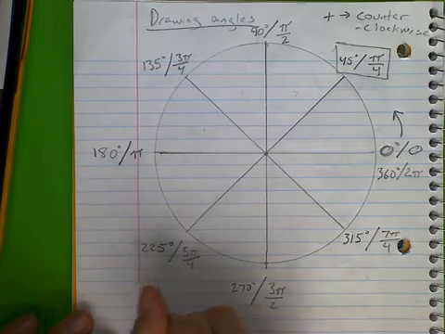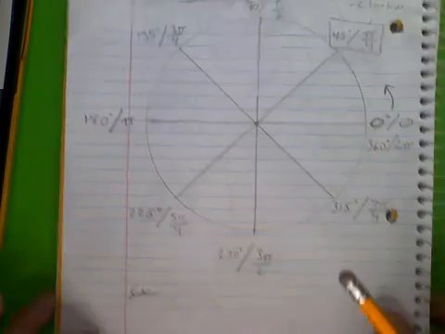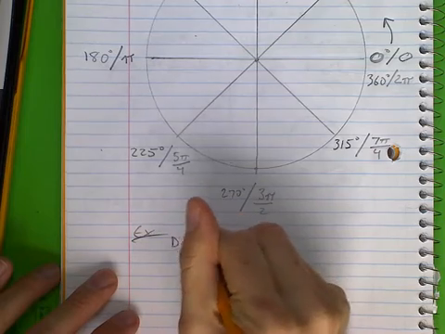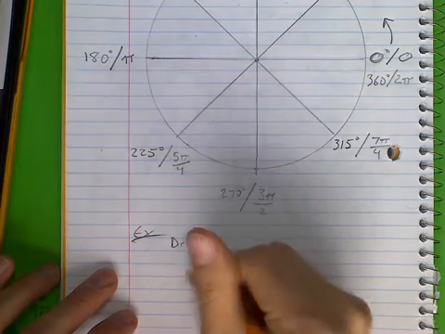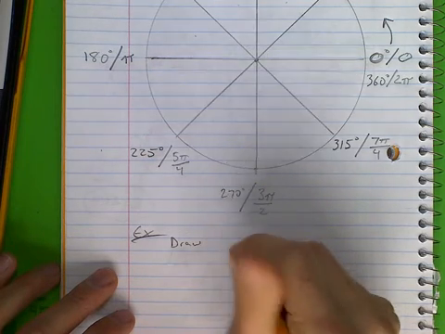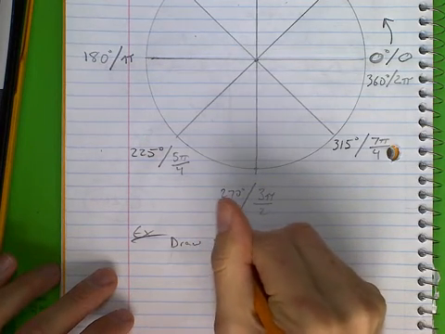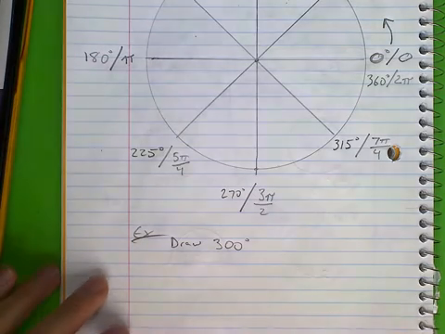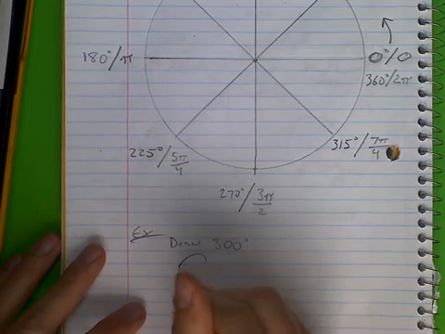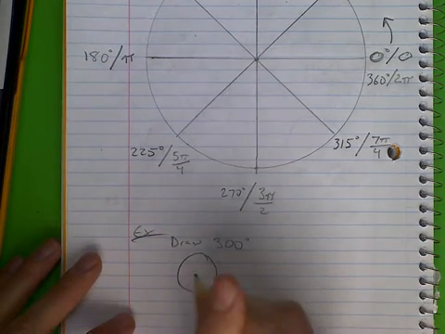So, quick example. Let's say I wanted to draw, so I want to roughly estimate where 300 degrees is. Okay, so I want to know about how much rotation is 300 degrees. So I'm going to draw it. This is the kind of thing I'm going to have you do on the homework.